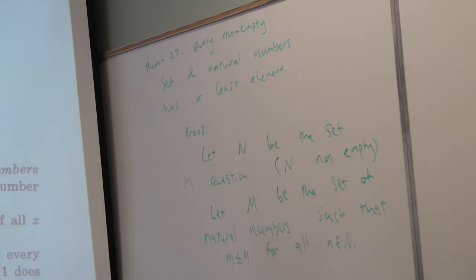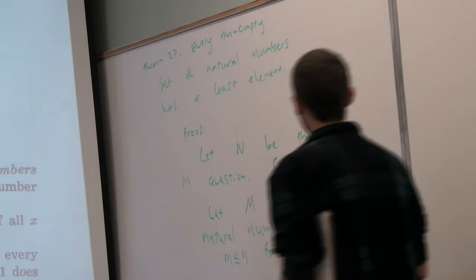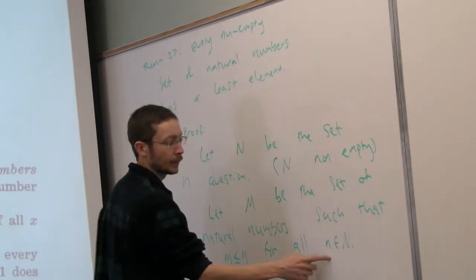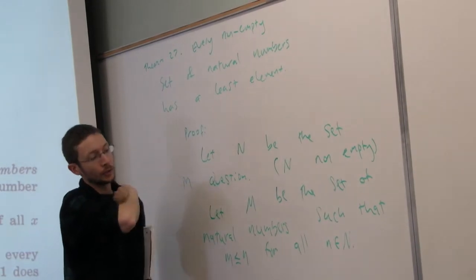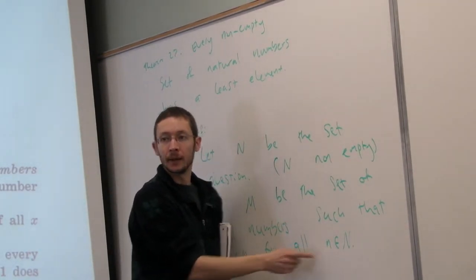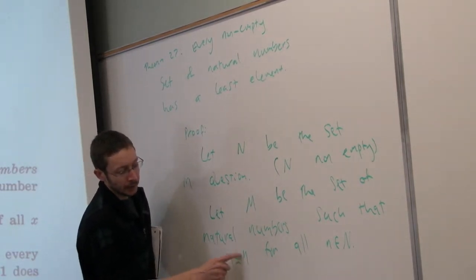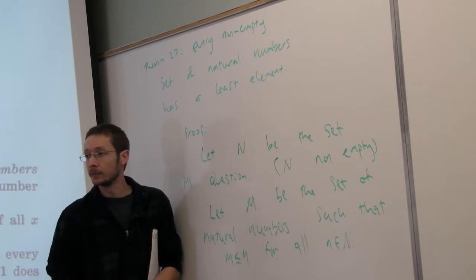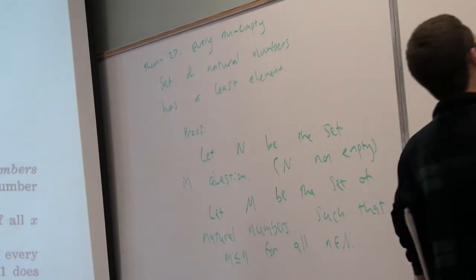So n is just an element of that set. Any non-empty set of natural numbers, that's our capital N. Now you pick any element from that set. We're going to let M be all the numbers that are less than or equal to all of those n. Let's do some numbers here.